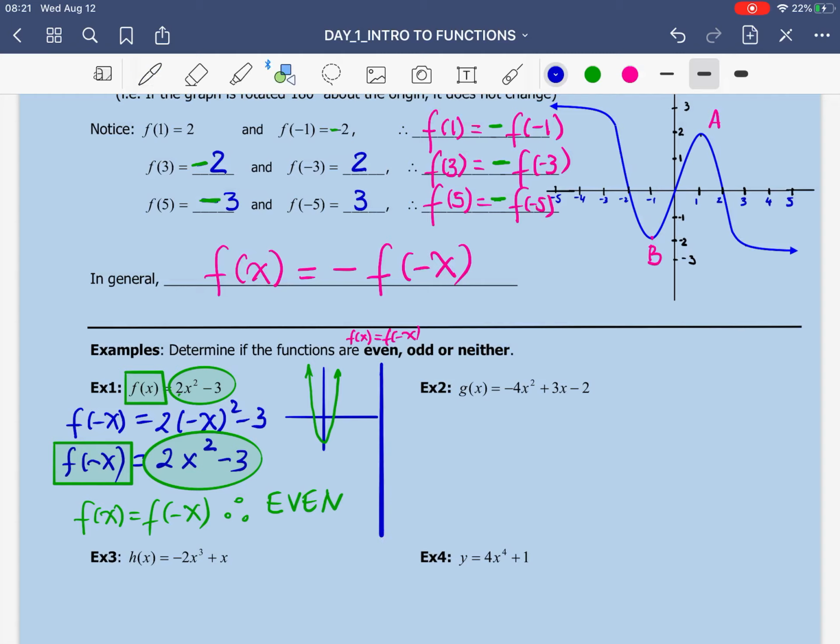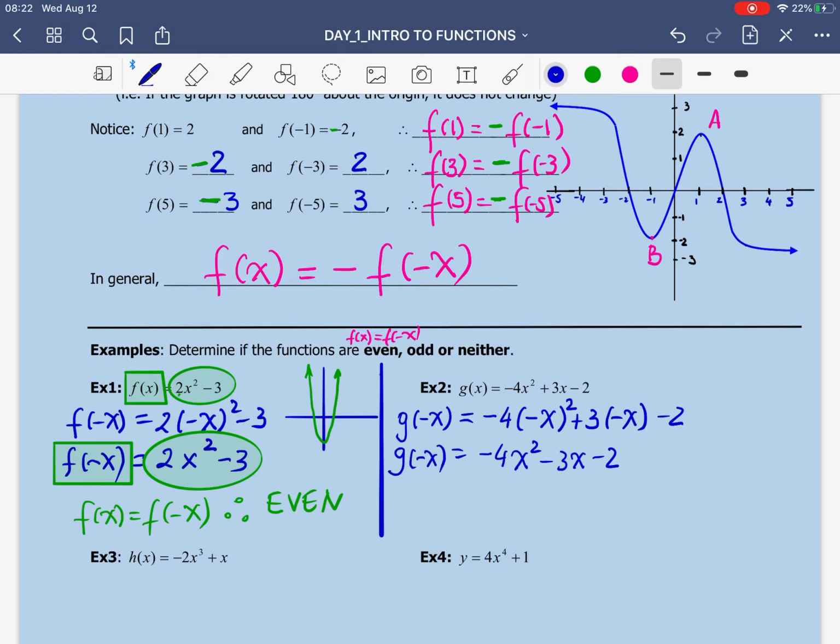Example 2. In example 2, we have g of x equals negative 4x squared plus 3x minus 2. As I mentioned before, I will start by finding g of negative x. So it will be negative 4. Instead of x, I'll write negative x on the other side of the equation, plus 3, oops, I see x again, so negative x, and then minus 2. So simplify: negative x squared is positive x squared, so negative 4x squared minus 3x minus 2. So that's g of negative x.